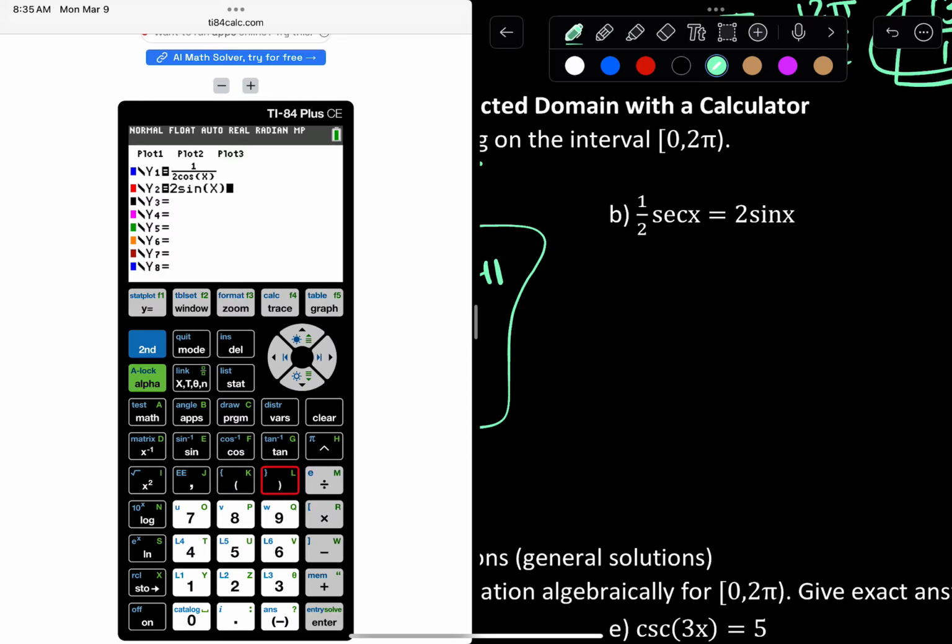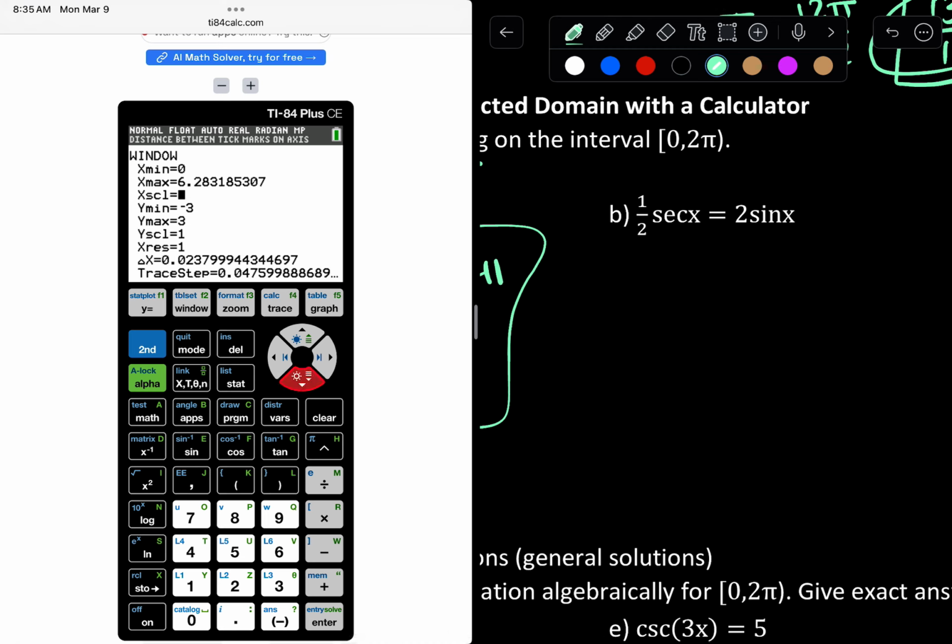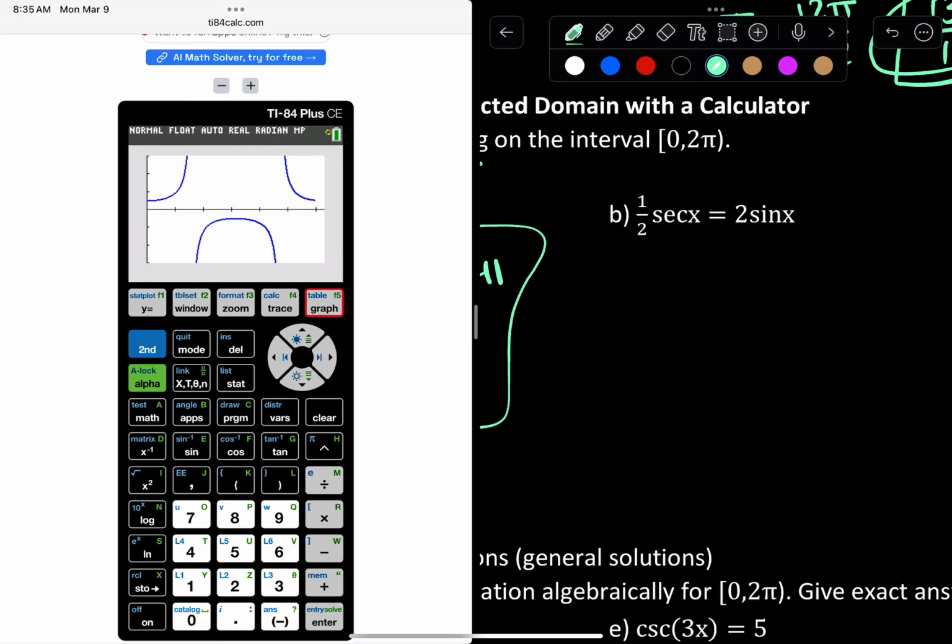Now, because this has asymptotes, you'll want to adjust your window on your own. And I can see that we have an amplitude of 2, which is good because my y min is -3 and my y max is +3. So we can go to the graph. This one's a little bit more complex, but we can still easily see the intersections. We will have 4 of them.